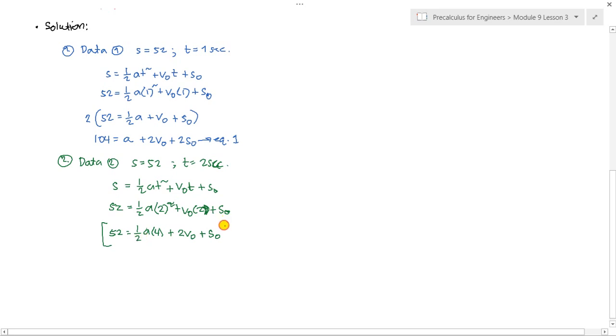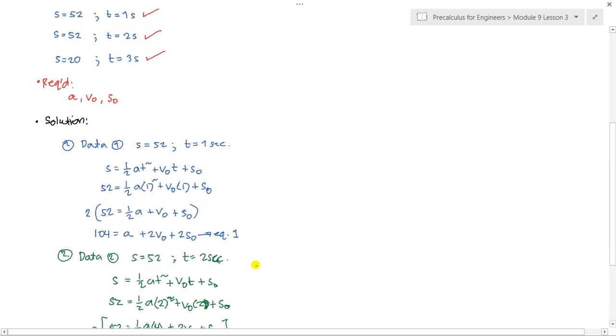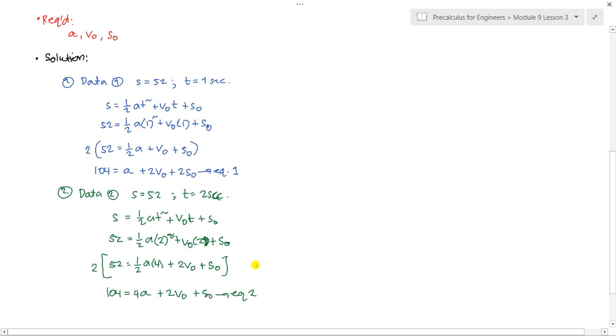Next, we can multiply both sides by 2 para ma-eliminate ang fraction. So we have 104 is equals to, this time mahimo ni siya, 4a plus 2v naught plus s naught. So this would be our equation 2. So class, naka-follow pa mo? Are you still following?